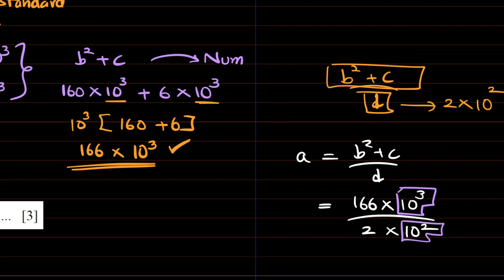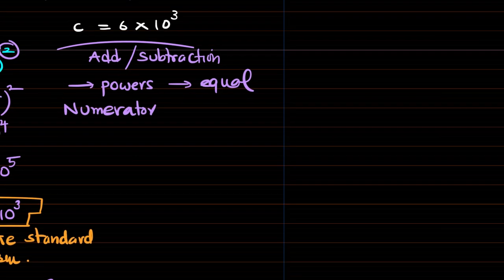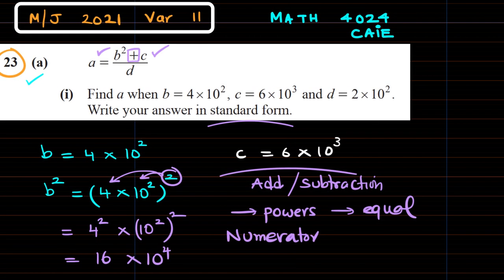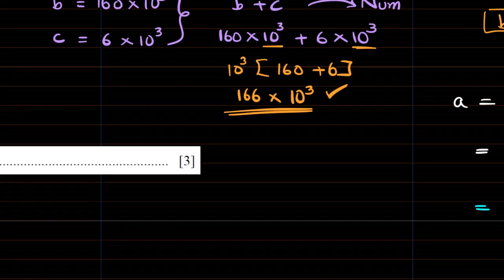Let's first play around with the powers of 10. So therefore, I can use indices over here. I can write 10 raised to power of 3 minus 2. And what about 166 divided by 2? That comes out to be 83. Now let's read the question again. We have to write our answer in the standard form. Yes, we need the final answer in the standard form.